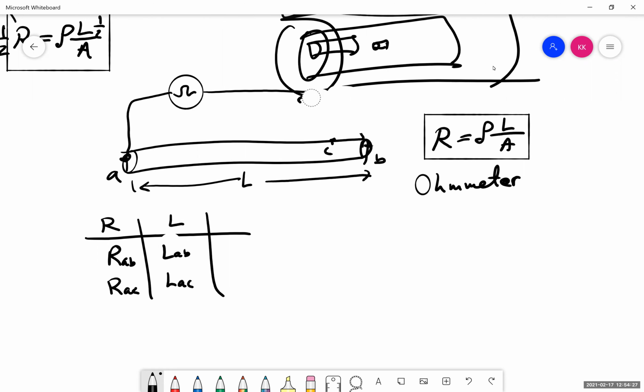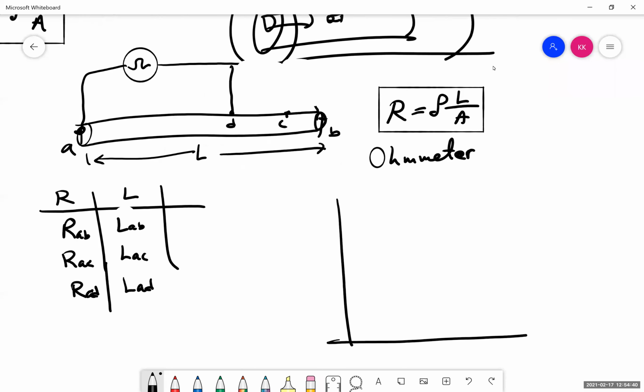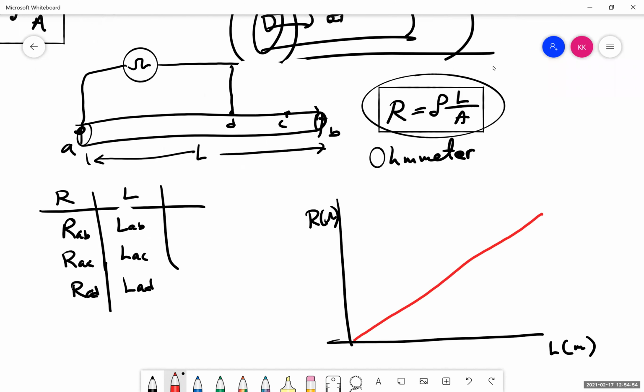And then again we continue, we move the probe somewhere over here. Let's call this point D. When the length is AD, what is the resistance? So our goal is to see, if I plot resistance in ohms versus length in meters, whether I get, according to this equation, a linear relationship. That means, will my graph be a linear graph like that? That's what you're going to investigate.